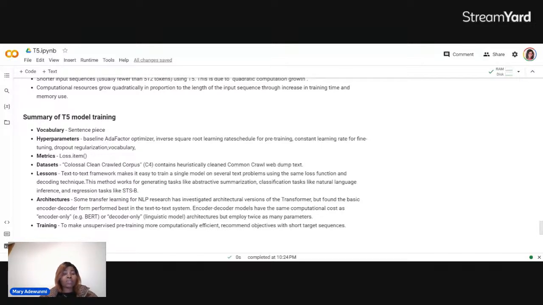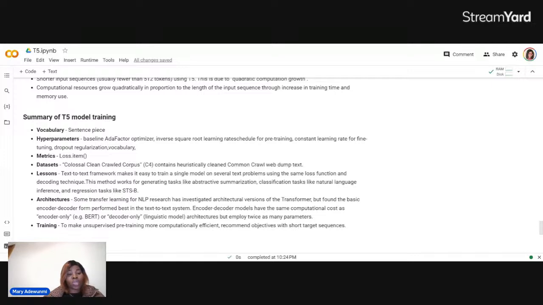Lessons. The text-to-text framework makes it easy to train a single model on several text problems using the same loss function and decoding technique. So it can work, you could see the computational resources, that it wasn't taking too much computational resources once you have a transformer installed. So the architecture too, it says some transformer learning has been investigated, but found the basic encoder-decoder performed best in the text-to-text system. This one was developed after, so it really works well.